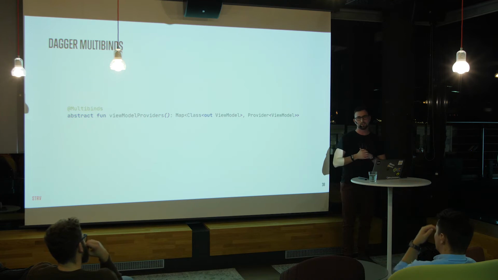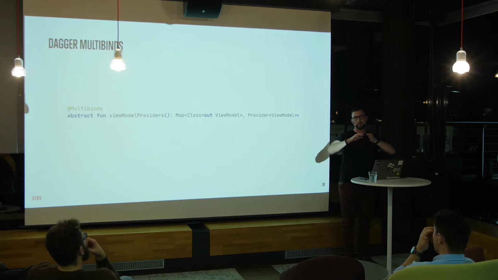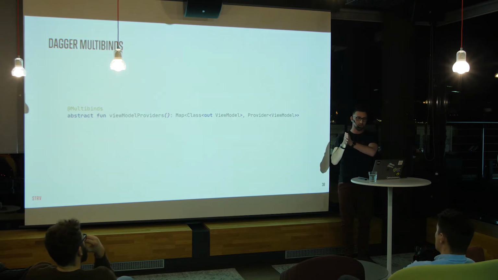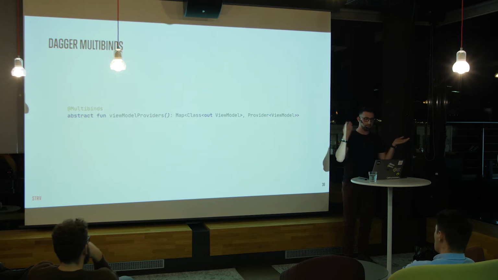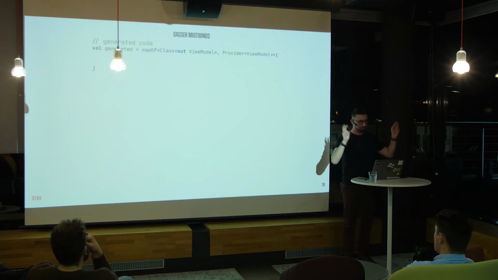Okay, I think the rest of it just doesn't know. Multibinds is a feature which allows you to bind something into a collection. It's either a map or a set, and then you can retrieve it during compilation time. So I'll show you briefly how it looks.